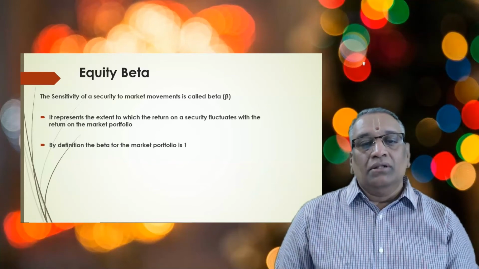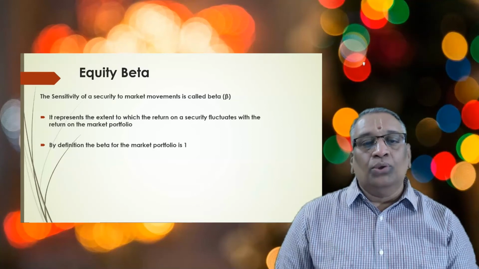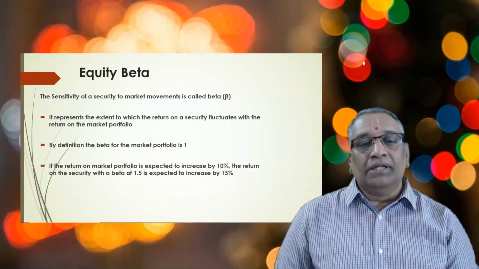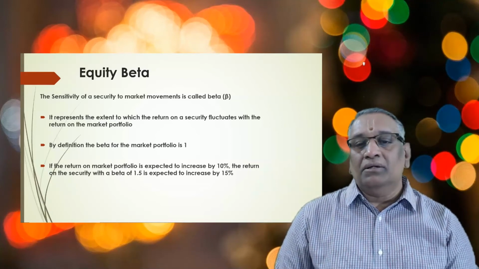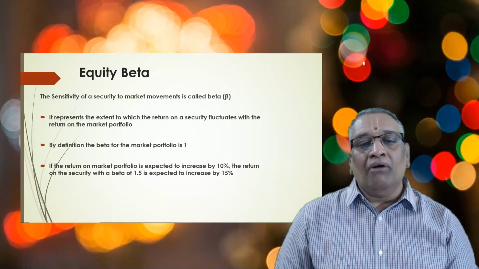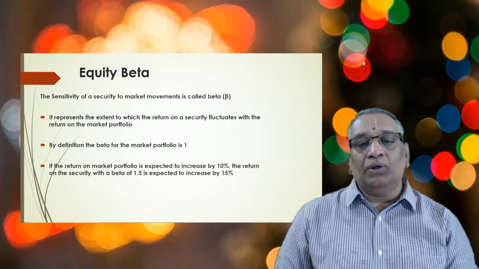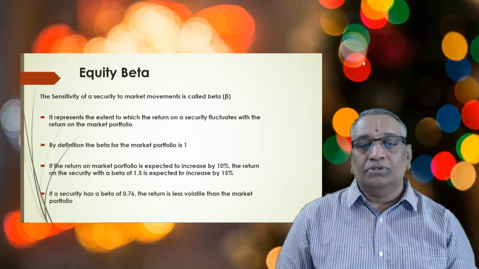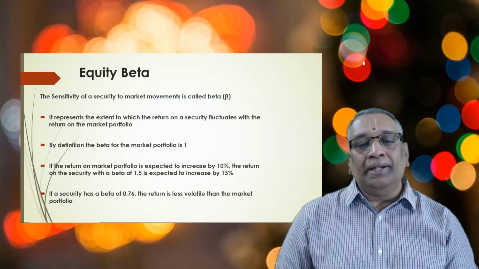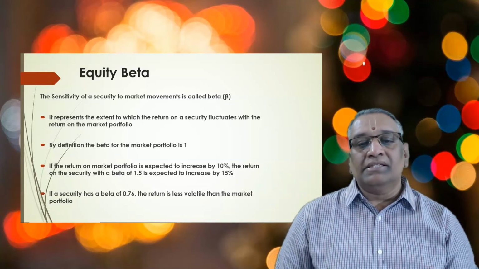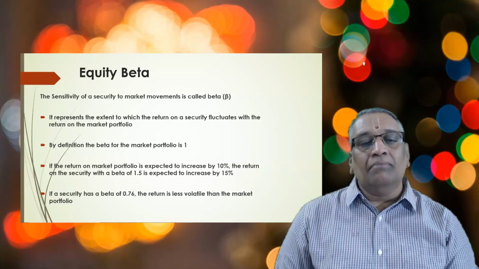By definition, the beta for the market portfolio is 1. If the return on the market portfolio is expected to increase by 10%, the return on a security with a beta of 1.5 is expected to increase by 15%. If a security has a beta of 0.76, the return is less volatile than the market portfolio.